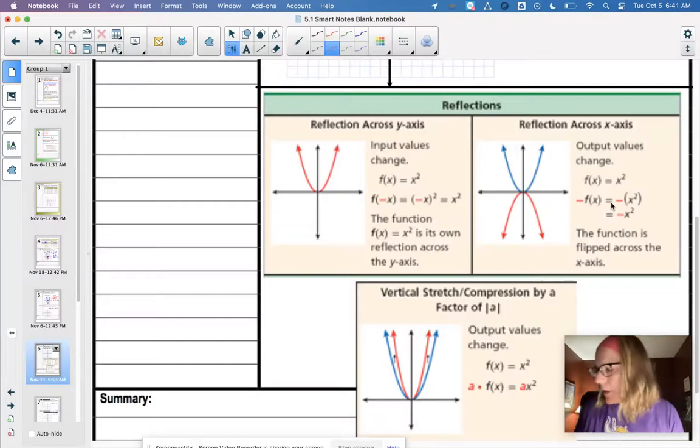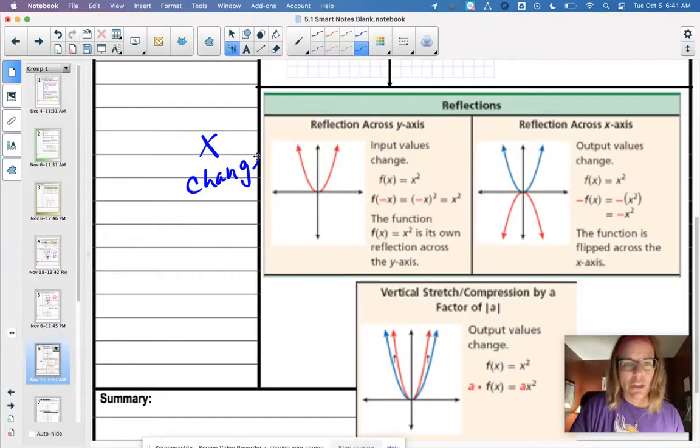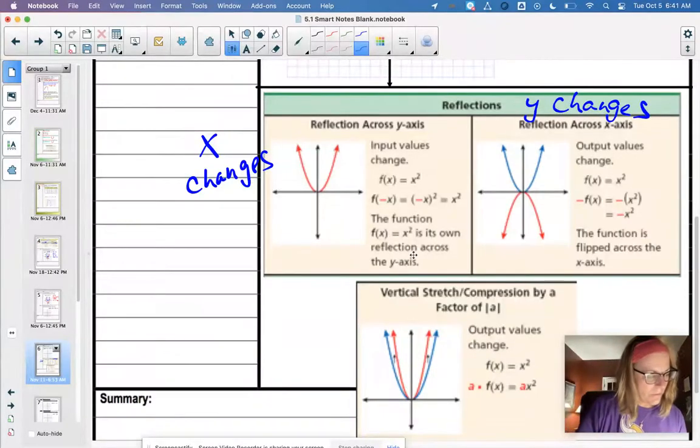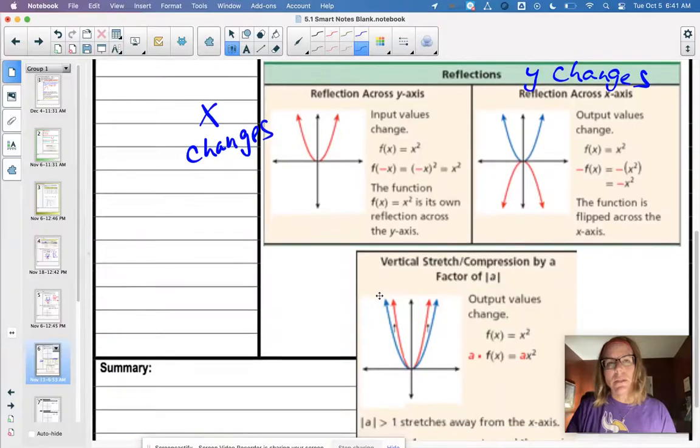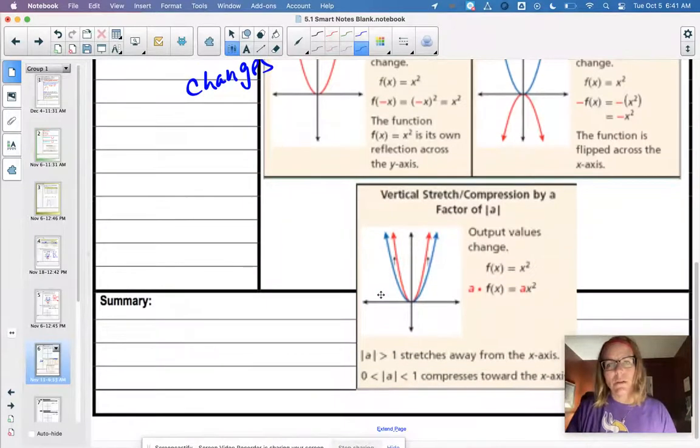And let me write a few things down here. When we're reflecting something across the y-axis, that means x changes. And when we reflect across the x-axis, the y values are changing. And so let's scroll down here.